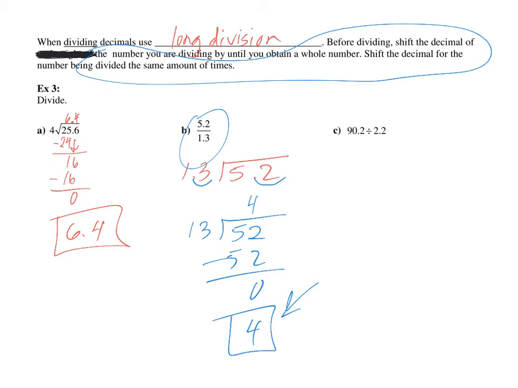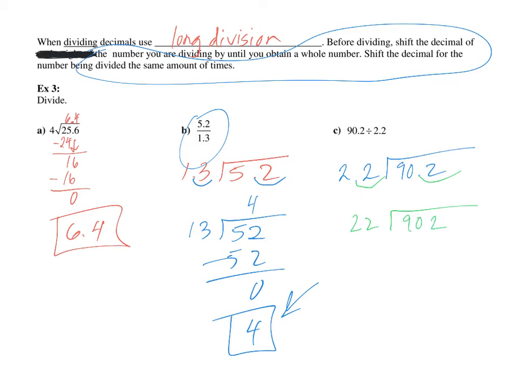All right, now we have 90.2 divided by 2.2. So I got to figure out how many times 2.2 goes into 90.2. Same idea as before. Take the decimal, shift it over 1. Do the same with the other number. So I have 22, and then I have 902.